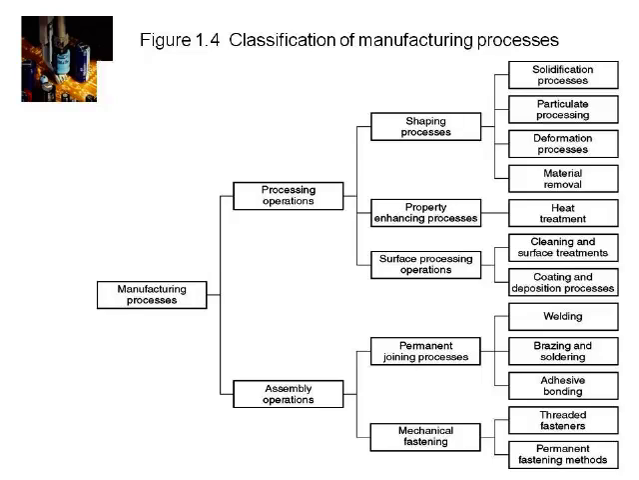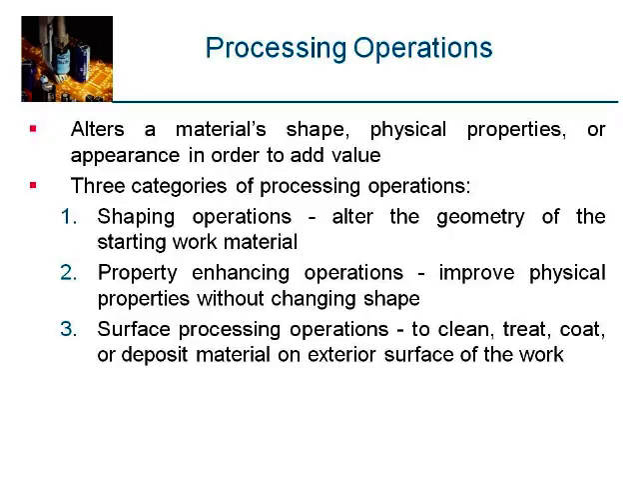Complete classification of manufacturing processes includes both processing operations and assembly operations, and under processing operations: shaping operations, property enhancing processes, surface processing operations, etc. Processing operations alter a material's shape, physical properties or appearance in order to add value. Three categories of processing operations are: shaping operations, which alter the geometry of the starting work material. Take lathe operations, the operations performed on a lathe; they are all shaping operations. Property enhancing operations improve physical properties without changing the shape. Physical properties like surface hardness, strength, surface roughness, surface finish, all of them come under this.